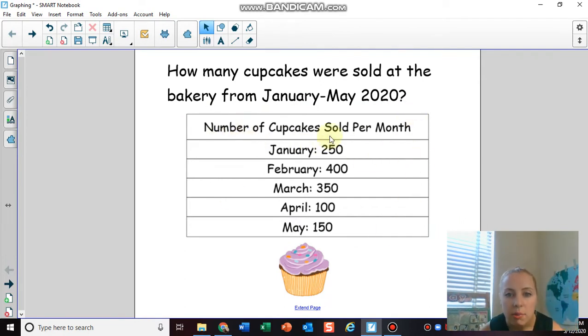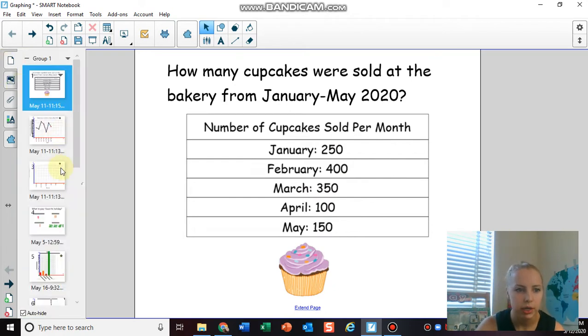Okay, so now we have our data. We have our number of cupcakes sold per month. In January, there was 250 sold. In February, there was 400 sold. In March, there was 350 sold. In April, there was 100 sold. And in May, there was 150 sold. So we can see that our data does not go below the number 100. So when we are making our graph, we're not going to have our numbers go below 100. That wouldn't make any sense. I'm going to show you how we're going to do it.